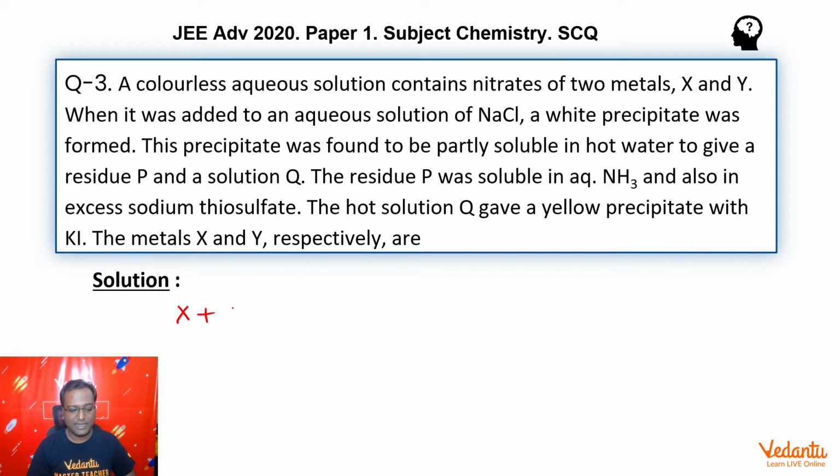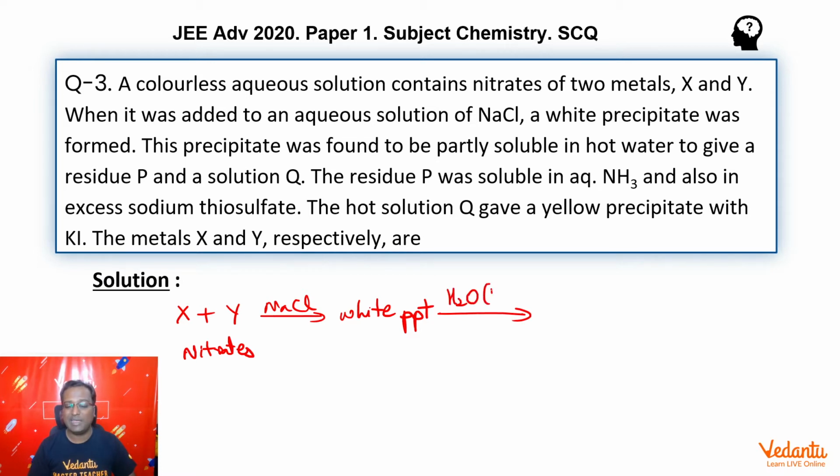We are given that X and Y are two soluble metal nitrate salts. When we add NaCl to it, we get a white precipitate. This white precipitate is partially soluble when we add hot water, as per the question. And what do we obtain here? We obtain a residue P, that is a precipitate, and a solution Q. Now, let's not derive any inferences about the precipitate yet. Let's keep moving ahead. The question then says some properties about P and Q.